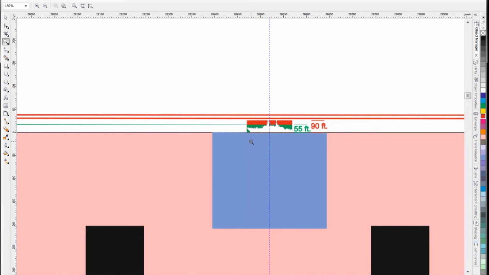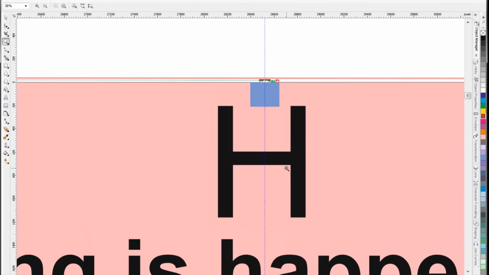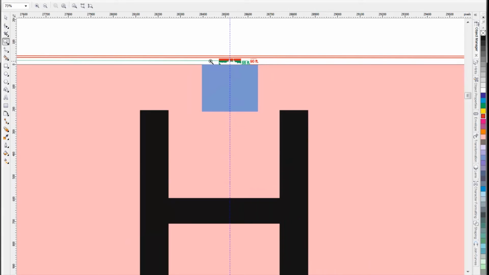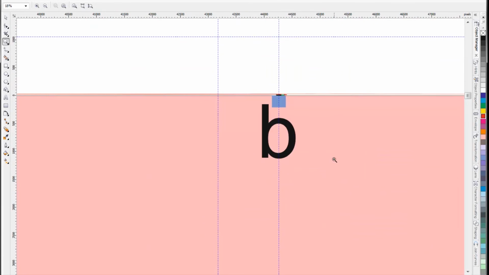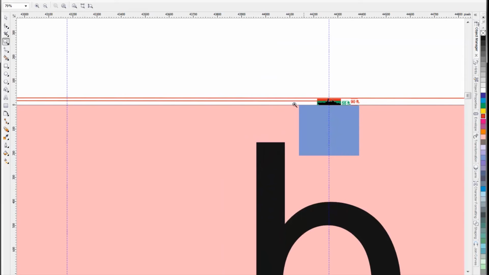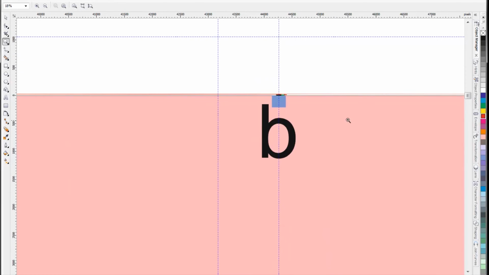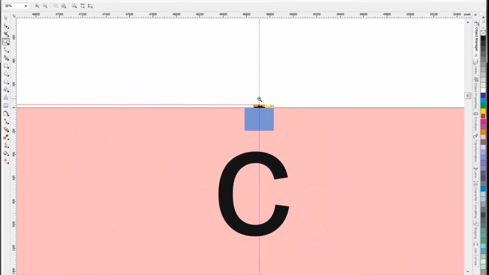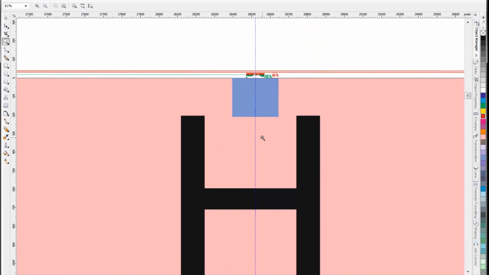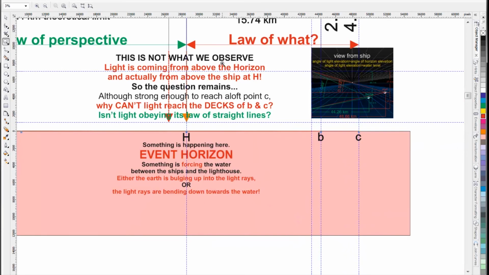This is to scale. This is the horizon, the ship at the horizon, and we see that the 2 red lines are passing above the ship, and they're going to point B. One is going to point B, hitting the bridge, and the other one is going to point C, hitting aloft. And we see that in the scale diagram, both red lines that are hitting the proper places are passing above the ship. This is impossible. This is not what we observe.